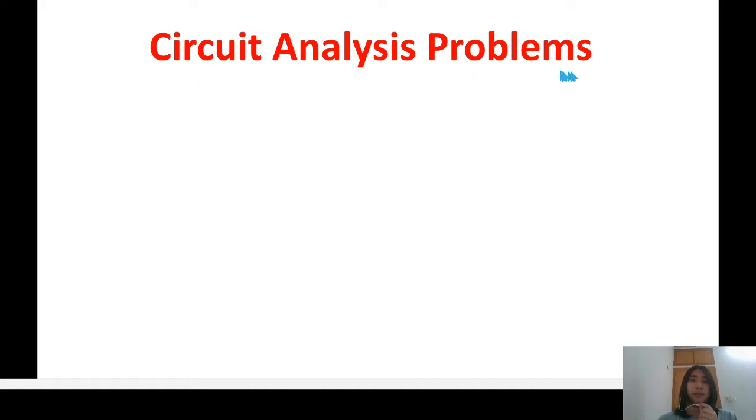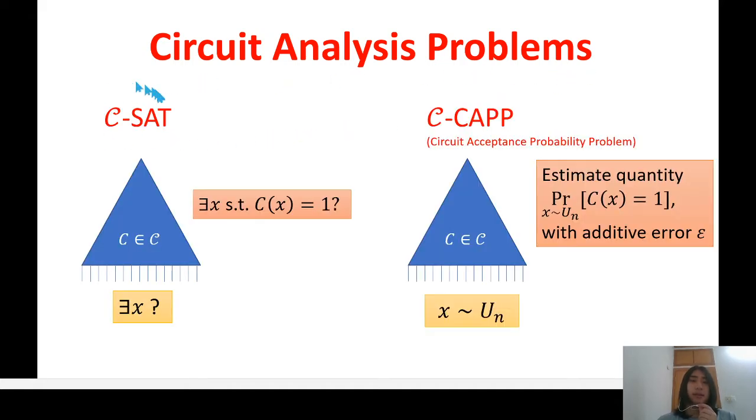Let's define the circuit analysis problems first. Two problems that will be considered in this talk are C-SAT and C-CAP, where C is a circuit class. In C-SAT, you are given the description of a C circuit, and you want to find if this circuit accepts some input. And in C-CAP, you are also given the description of a C circuit, and you want to estimate the probability that the circuit accepts a random input. And you are allowed to have an additive error of epsilon. Here, this epsilon is typically a constant such as 0.1, but in this talk, the epsilon of CAP would be something like inverse polynomial.